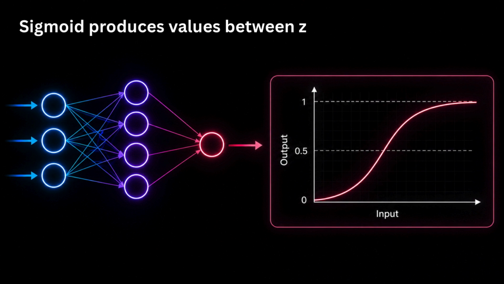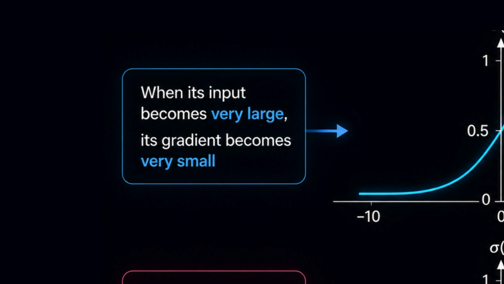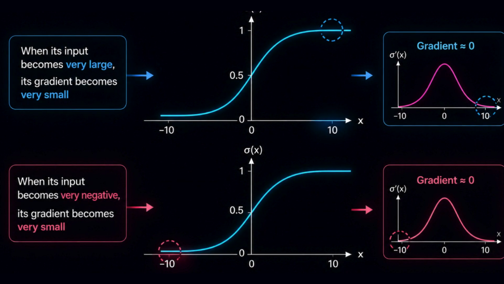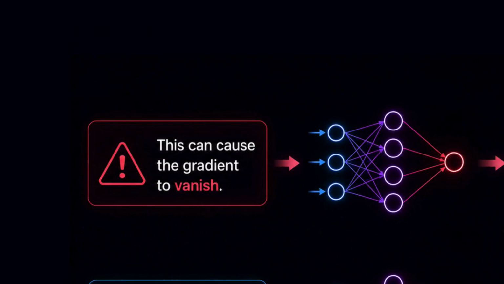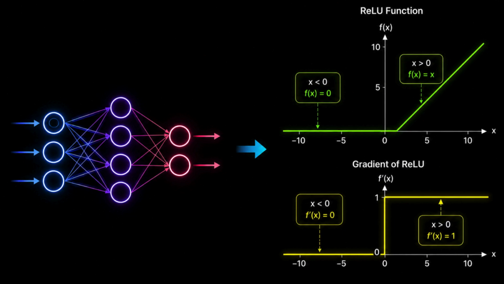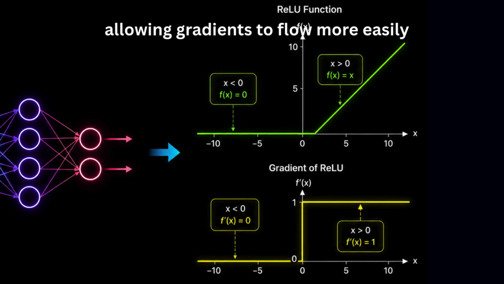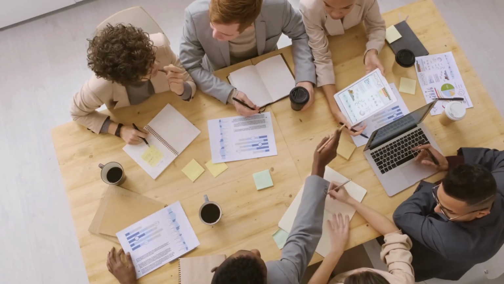Sigmoid produces values between 0 and 1, making it useful for classification. But when its input becomes very large or very negative, its gradient becomes very small. This can cause the gradient to vanish. Tanh can face a similar problem. ReLU behaves differently. For positive inputs, its gradient is 1, allowing gradients to flow more easily. That's one reason ReLU became widely used.